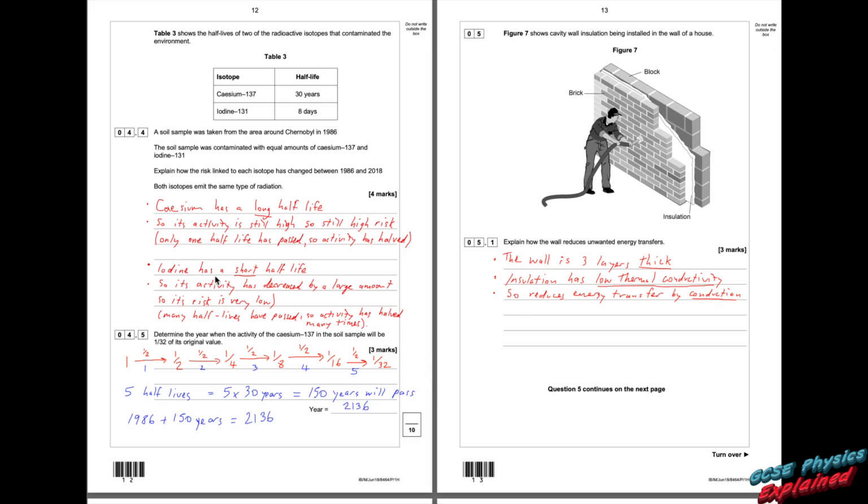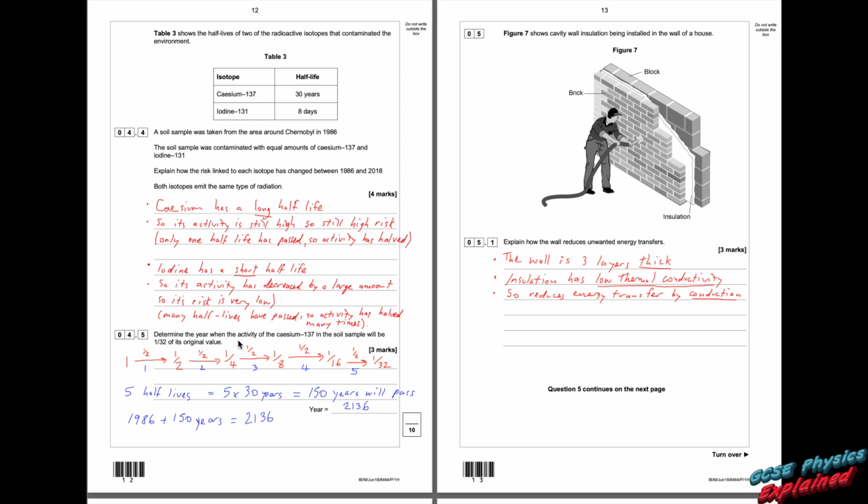However, iodine has got a short half-life, 8 days, so its activity has decreased by a large amount, so its risk is very low. And basically, I haven't worked it out, but many half-lives have passed, so the activity is halved many times.